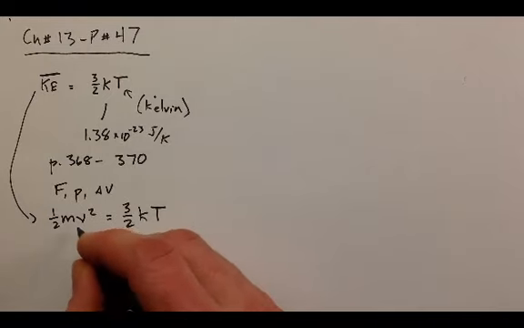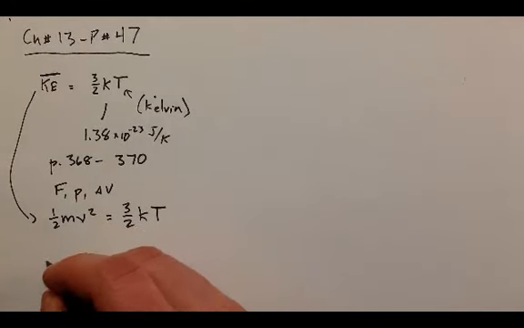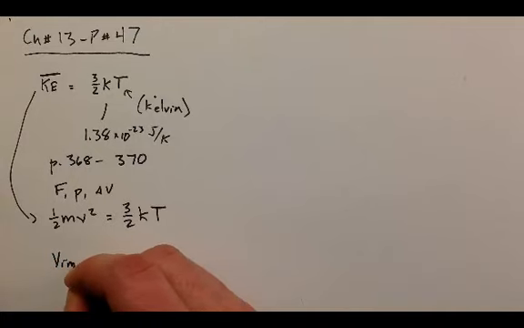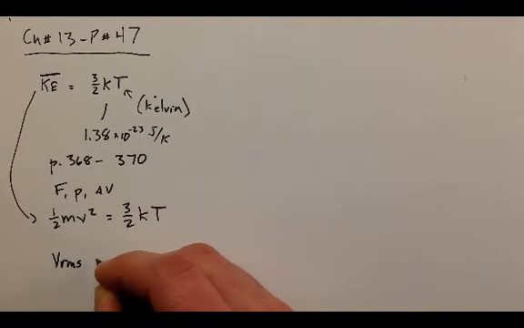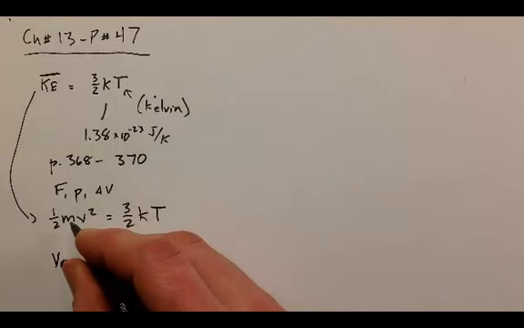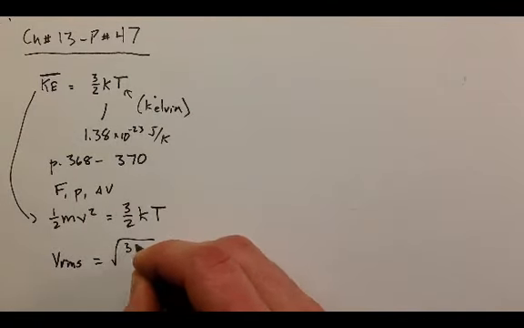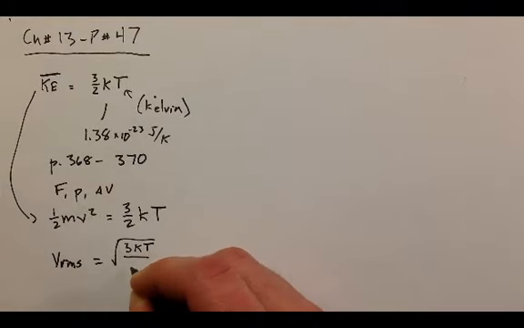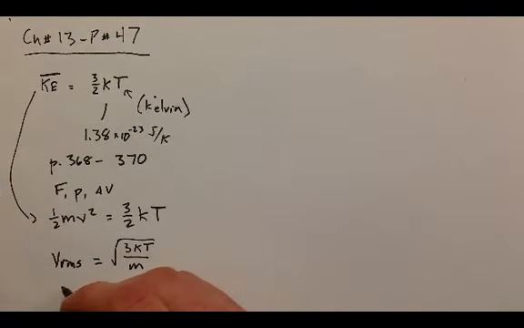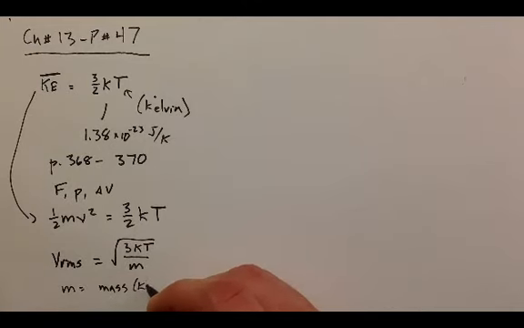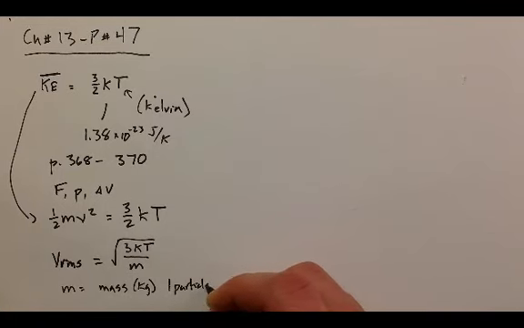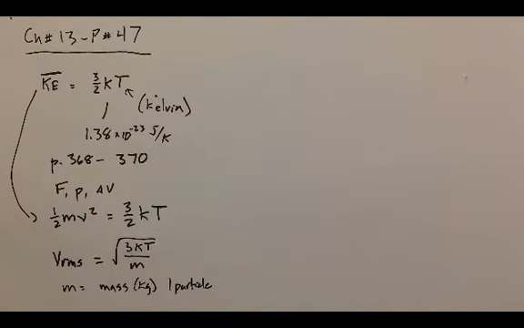But anyway, we could solve for this. If we solve for this v, we call it the root mean square v, right? We would take this equation and the 1/2 would cancel, and we would simply have 3kT divided by m, where m here is the mass in kilograms of one particle. So it's usually measured in AMUs, although AMU is converted into kilograms.